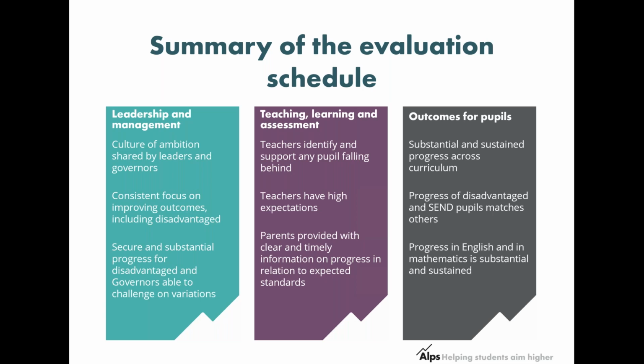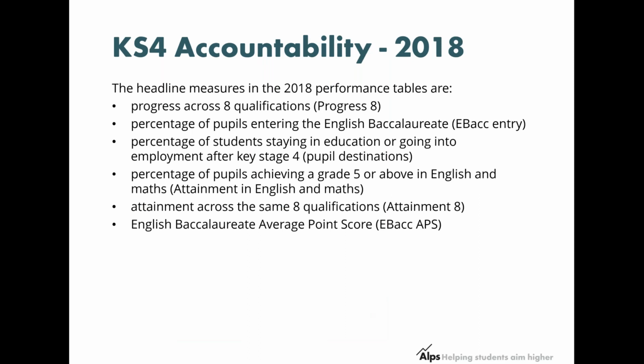In terms of outcomes, look, it's substantial and sustained progress. So all of the Alps indicators are about progress. Disadvantage comes up there, SEND comes up there. And again, English and maths is obviously very pertinent at Key Stage 4, but also at Key Stage 5. I'm going to talk about that when I talk about the accountability measures at Key Stage 5. Right, what about Key Stage 4 accountability then? Those are your headline measures.